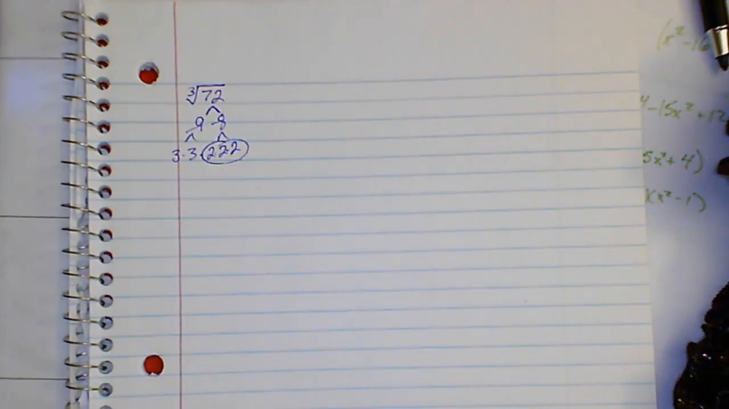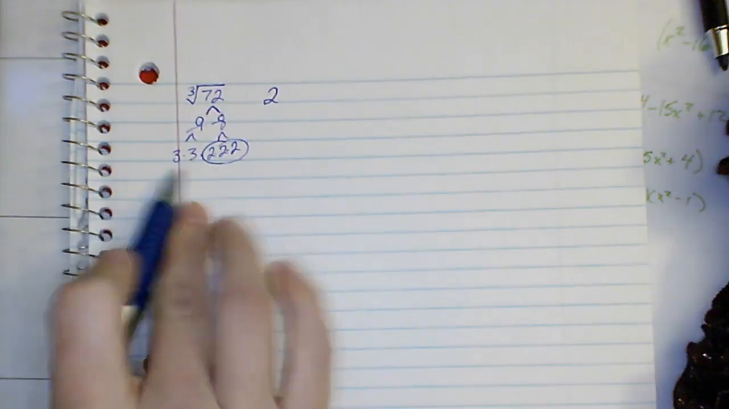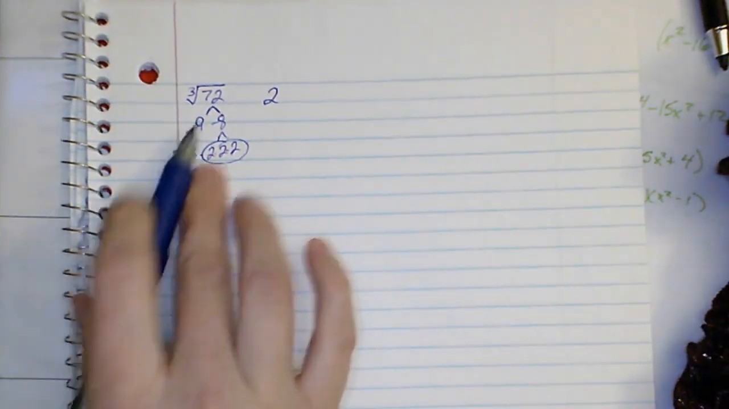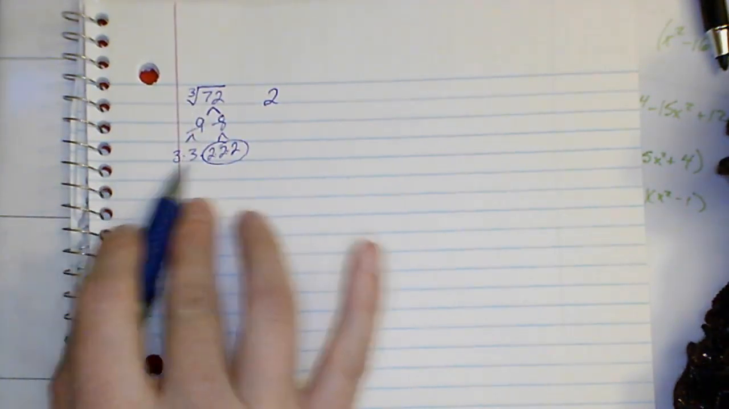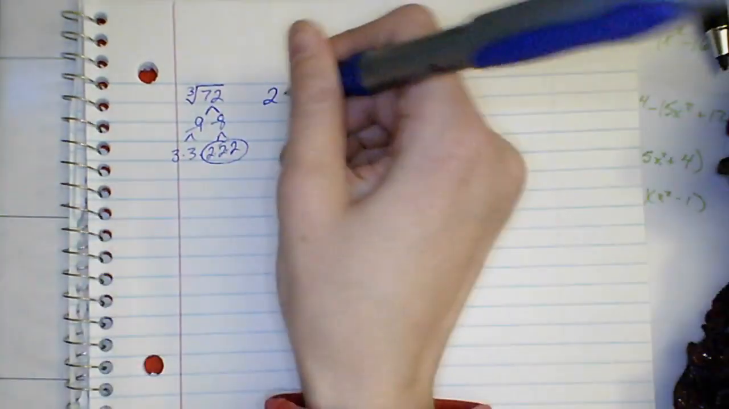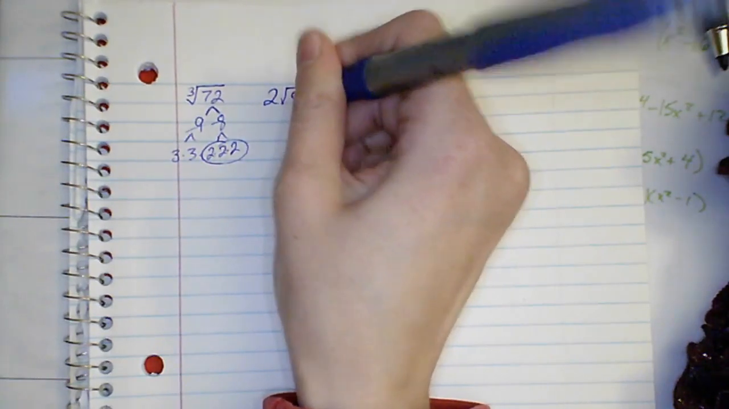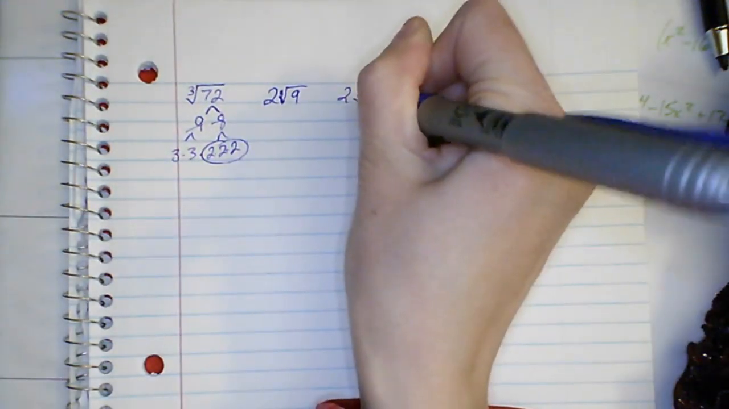So we have three 2's, so one of the 2's comes out. And then we have two 3's here, but we actually need 3 numbers, not 2. So these guys can't break out. So 3 times 3 is 9. Do not forget your index. So we have 2 cube root of 9. I'll rewrite it: 2 cube root 9.